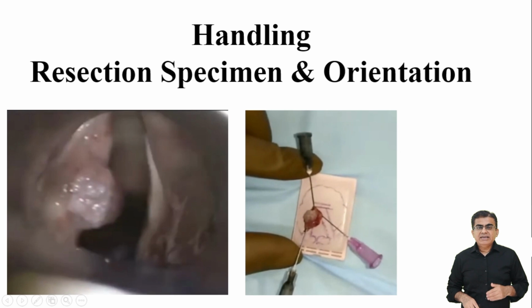Let us look at the practical reality of removing a large tumor. Look at this image. When you have a bulky tumor like this, you cannot safely remove it in one single piece. If you try to pull it out in one large block, you will completely lose visualization of your deep margins.